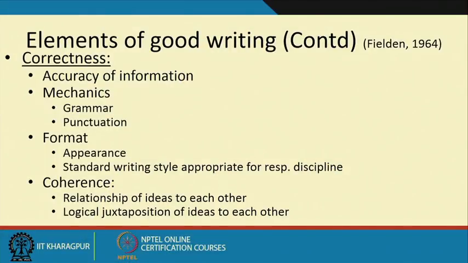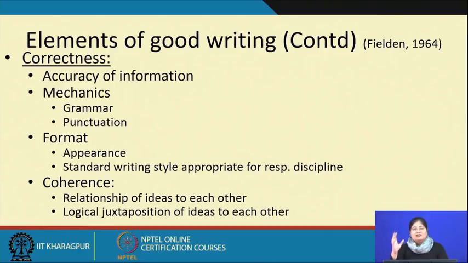Then correctness. This is absolutely essential in research writing. So it's critical that whatever you present is correct. Accuracy of information. Very, very important. Unless you present accurate information, you cannot build true knowledge, and unless you build that knowledge, you can't expect others to take that knowledge and build on the knowledge that you have created. So accuracy of information is absolutely critical to writing a good research document.